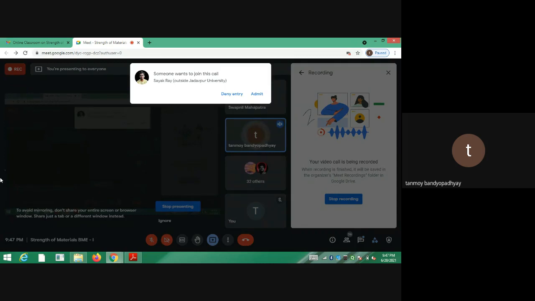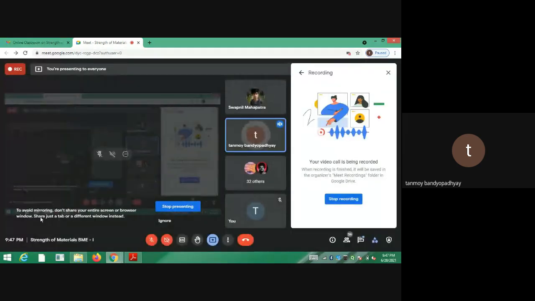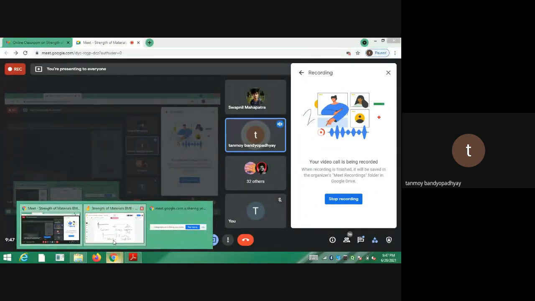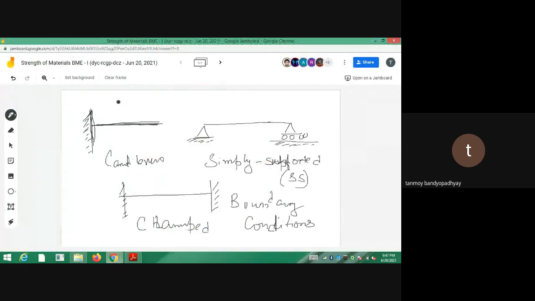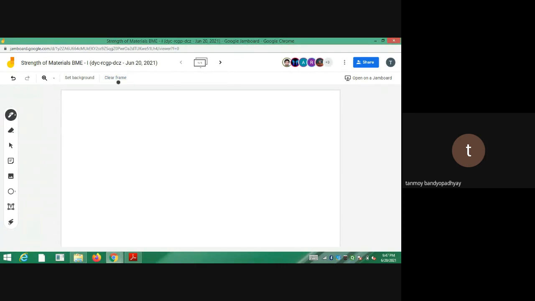Suppose the degrees of freedom at the fixed end are actually 0. So for any point lying on the fixed end, U, V, W, all those degrees of freedom will be 0. Whenever I'm making a fixity on something, reactive forces will be set up on the element. What are the reactive forces? Suppose I have a cantilever beam like this, loaded like this. Suppose it's not a cantilever, it's a simply supported beam like this, and I'm loading it something like this.